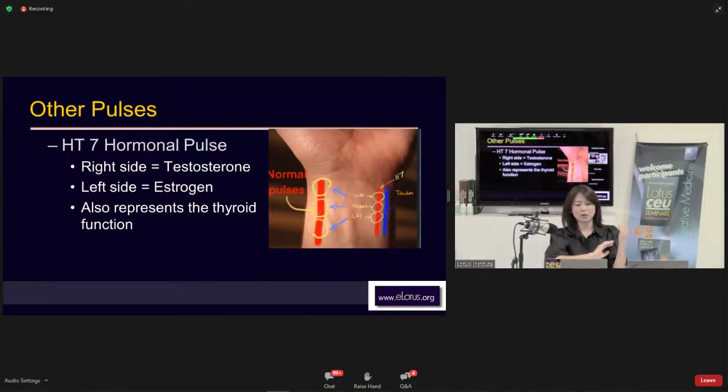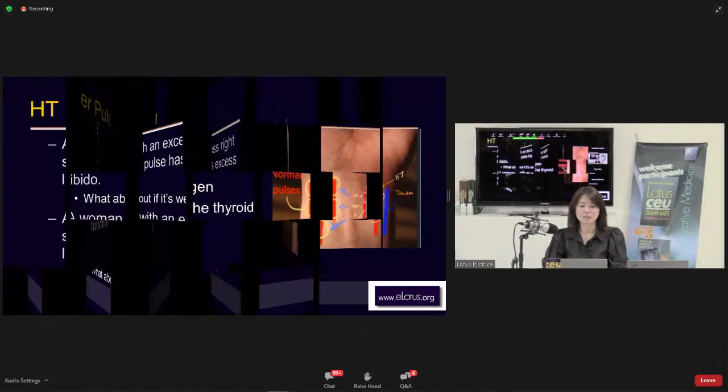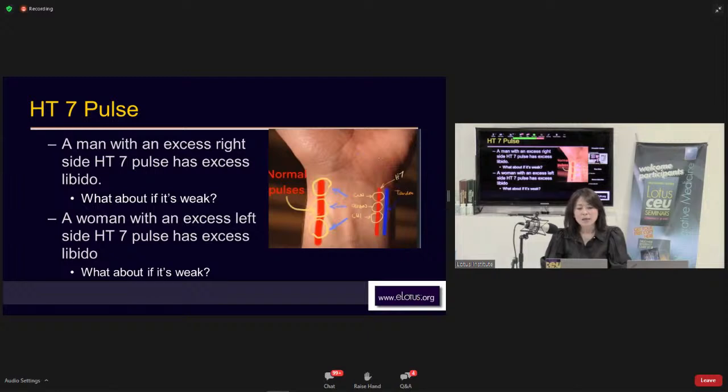So he says, other than the hormones, it also represents the thyroid function. So let's take a look at what it means. A man with excess right side heart 7 pulse has excess libido. So that means there's a lot of testosterone, there's a lot of kidney yang. If you feel too much pulse, that's basically kidney fire. But if it's a pretty healthy amount, if you feel it but it's not that strong, then that's okay. But if you don't feel it, if it's weak, that means there's kidney yang deficiency, okay, for men.